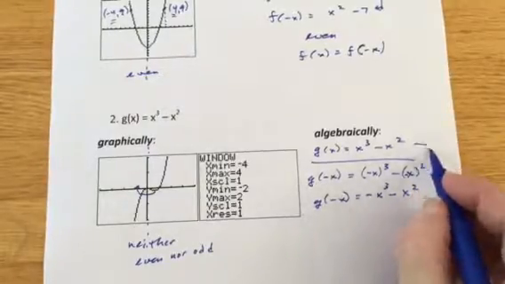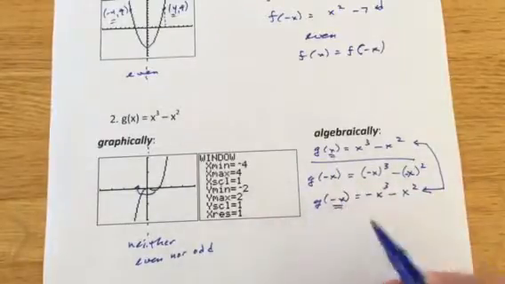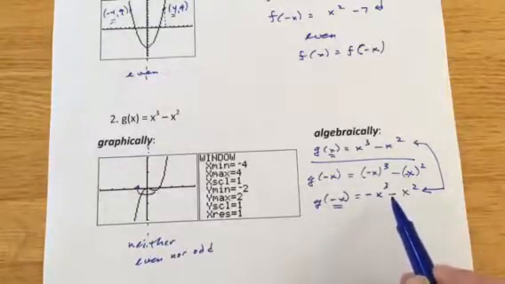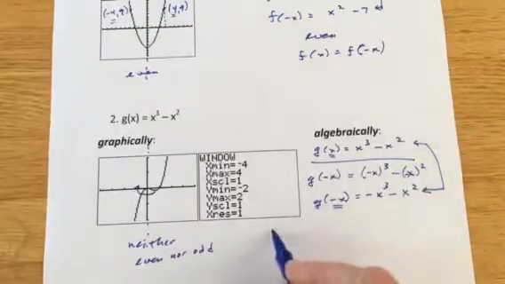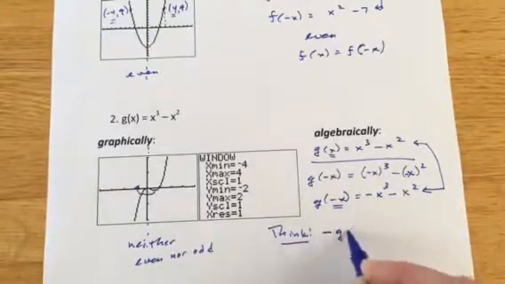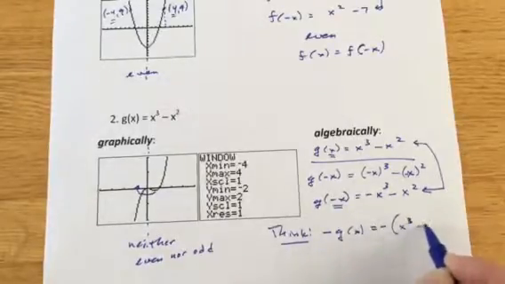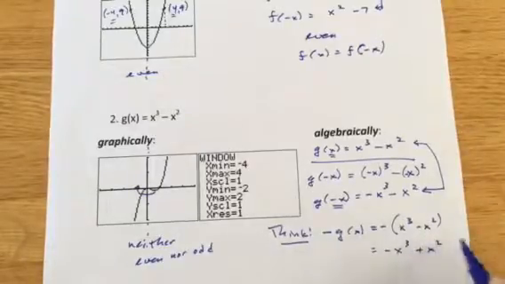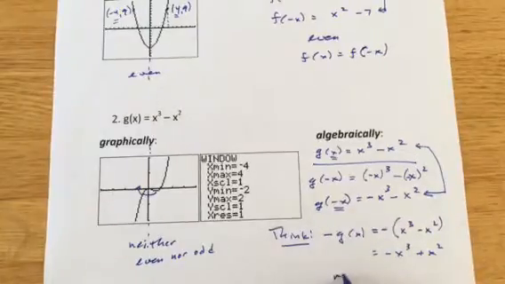So we need to compare these two. What happens when you plug in x? What happens when you plug in -x? Well, they're clearly not the same, so that's not even. But they're also not opposite. What would the opposite of g of x be? That's the other option. It would be the opposite of x cubed minus x squared, which is -x cubed plus x squared. That's not what we have. So this would mean it's neither.